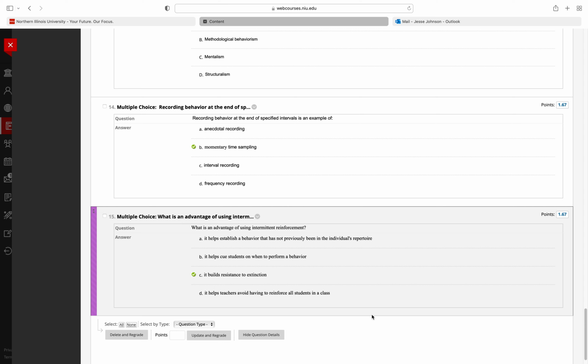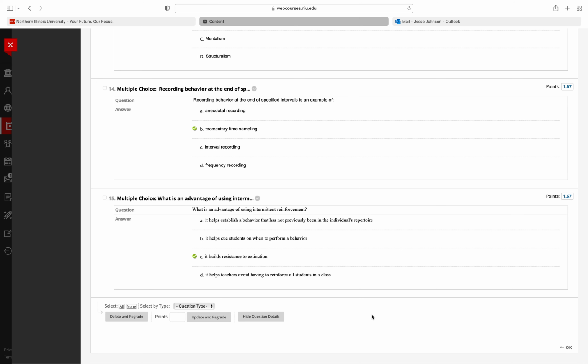It's certainly not frequency, and it's not anecdotal. With momentary time sampling, you record whether or not a behavior occurs at the end of an interval. You don't record anything during the interval. With partial interval, you record if the behavior happens at any point in the interval, but it doesn't even say partial interval. It's just interval recording, and you don't know what, but momentary time sampling fits that perfectly.